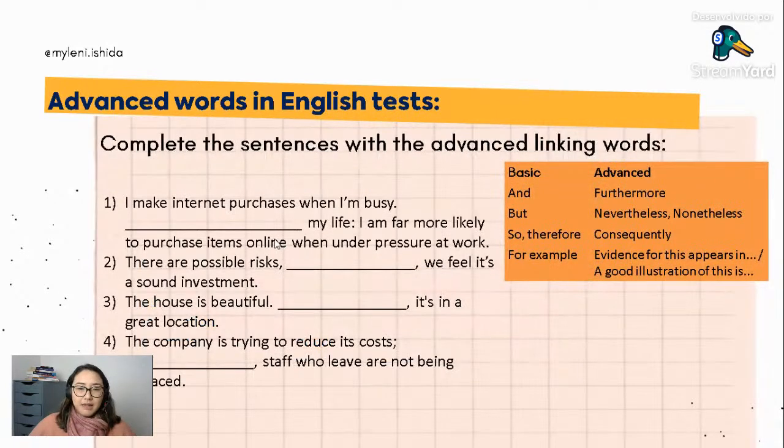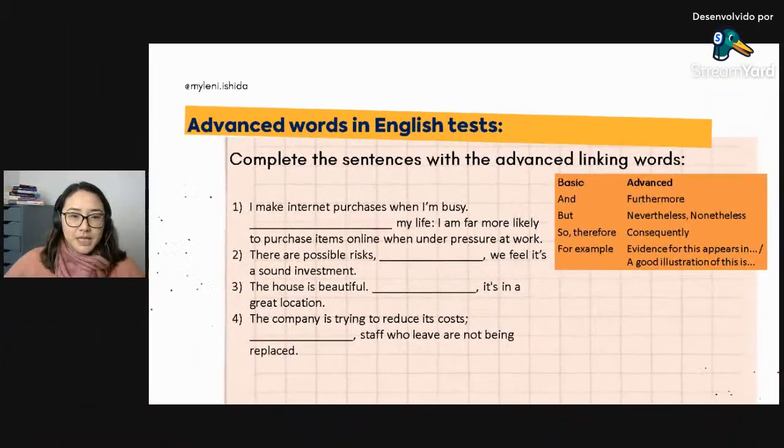So let's do one exercise here. I'm going to give you this list. Complete the sentences with advanced linking words. You are not going to use the basic words. We have 4 sentences, and you are going to use one of these in each sentence. Okay? I'm going to give you 2 minutes, and then we are going to see the vocabulary together. All right?